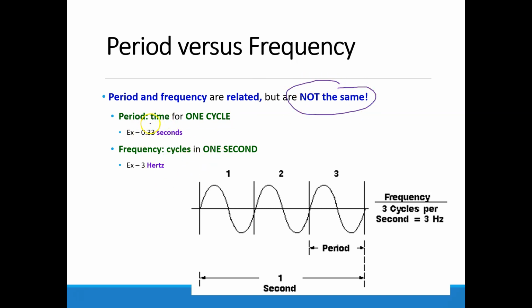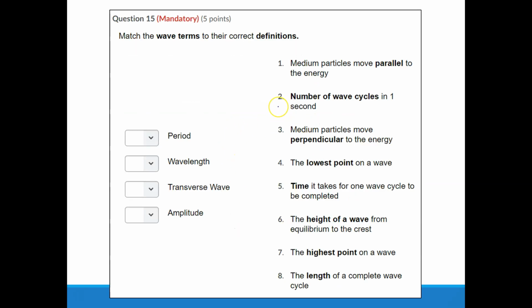So again, period is like a period of time, the total time it takes for one cycle to happen, which is right here. Whereas frequency is the actual total number of cycles in 1 second, which you can see there's a lot more in this 1 second. All right, so at this point, you should be able to match up the correct answers for number 15.